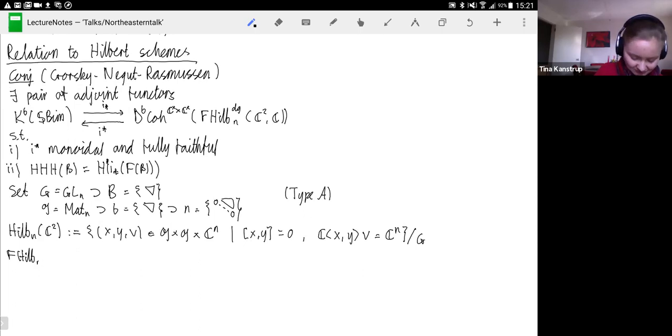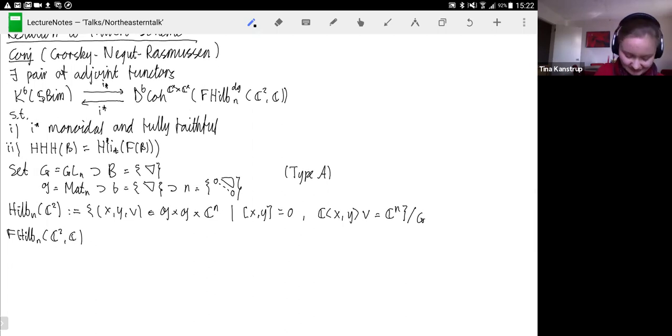Okay, so what's the flag Hilbert scheme? Maybe I should note that the more standard way to think about the Hilbert scheme is as ideals, and the flag Hilbert scheme is a sequence of nested ideals. But for our purpose, it's more convenient to write it in this way.